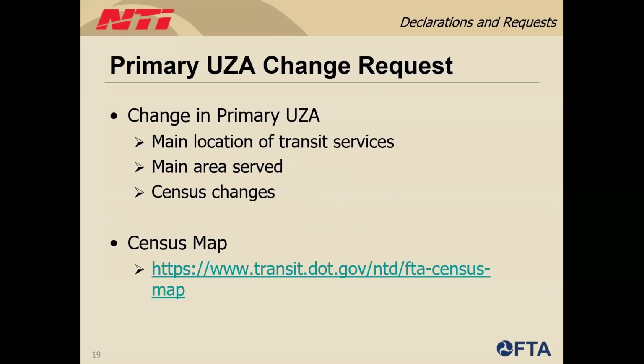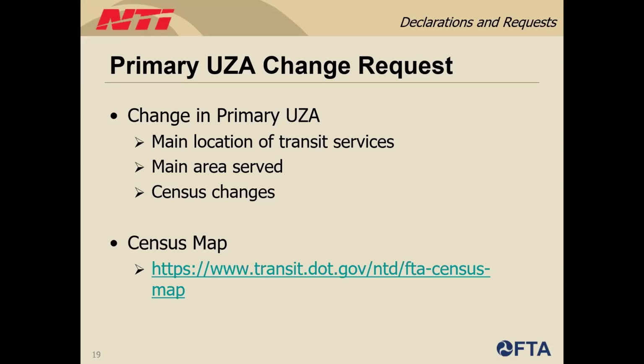The next request type is a primary UZA change request. UZA is an acronym for Urbanized Area. These are the boundaries the FTA uses to determine where service is being provided. If you're familiar with NTD reporting, then you may have noticed that on the B10 form, you can only change your secondary UZAs, not your primary UZA.